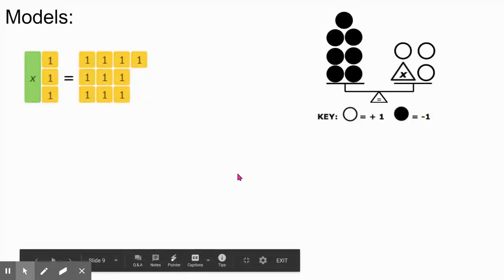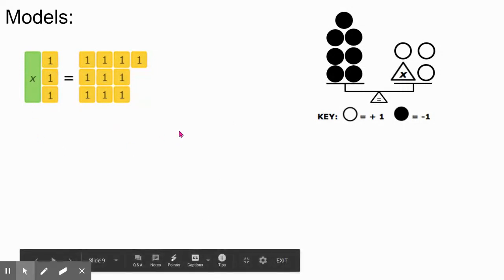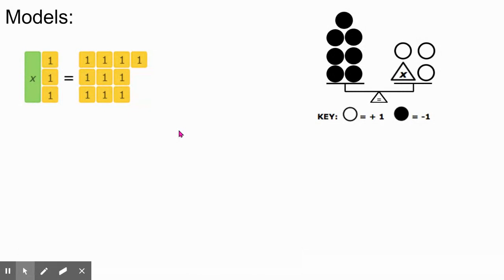So one-step equations are not about just being given the equation and solving. Sometimes you have to write the equation from the model and then solve, or from word problems. Today we're going to focus on models. Now, very important, how to determine if your model is addition and subtraction or multiplication and division.